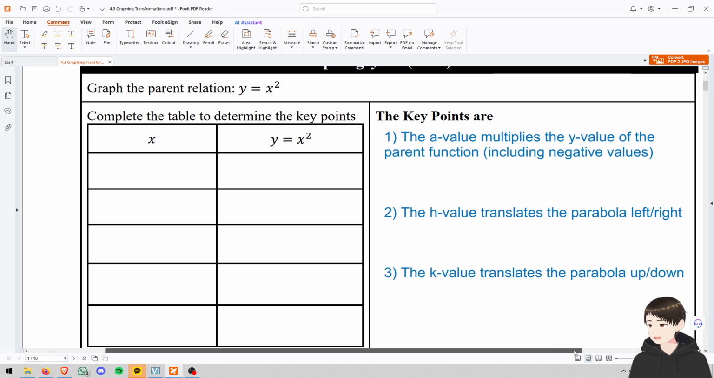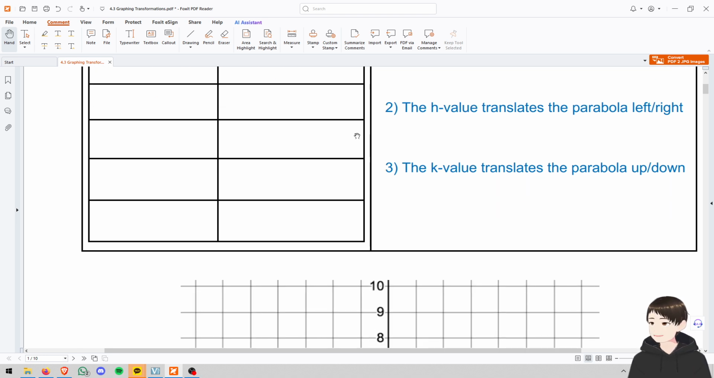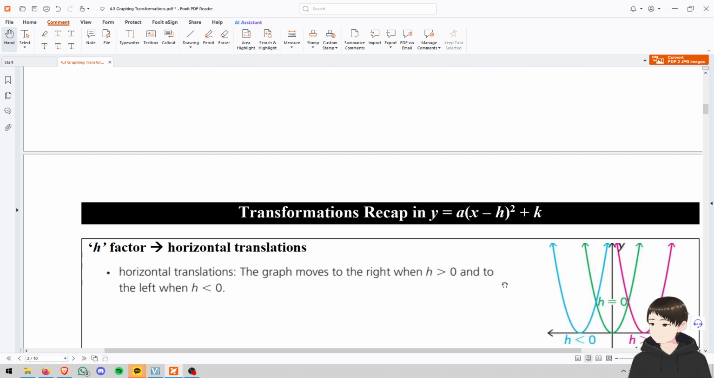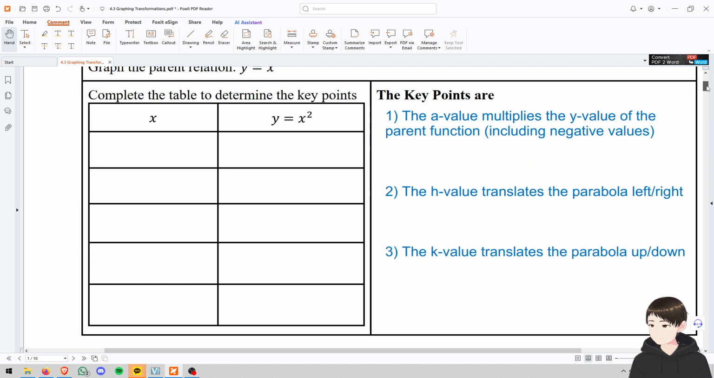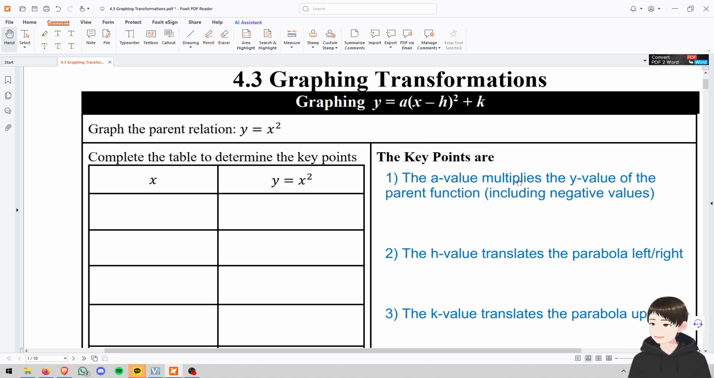So while I'm talking, while I'm filling this up, I want you to know that there are three things we're going to do, three key points anytime you see an equation. There are three things you're going to be looking for and three things you're going to do for yourself, to graph.